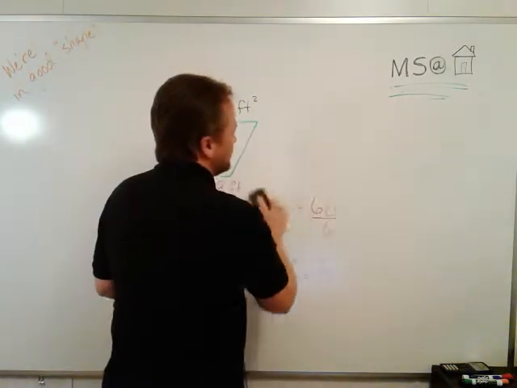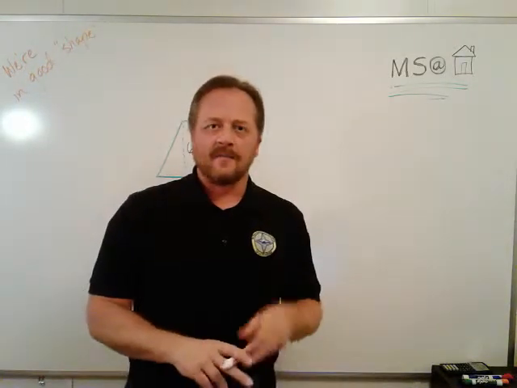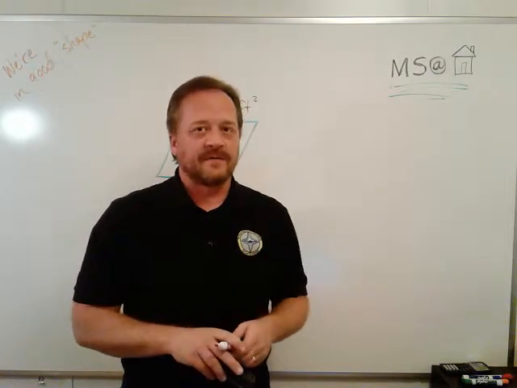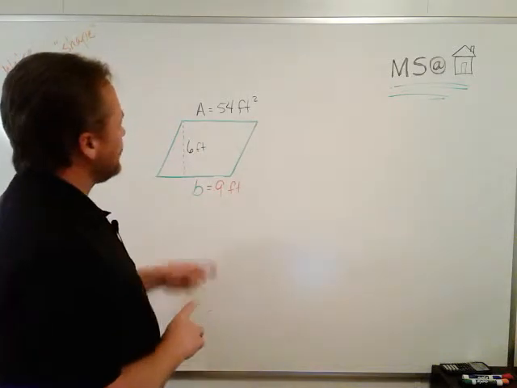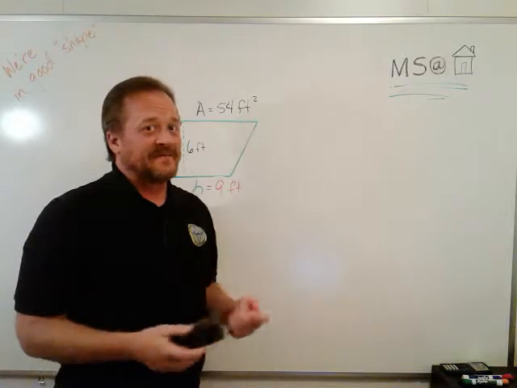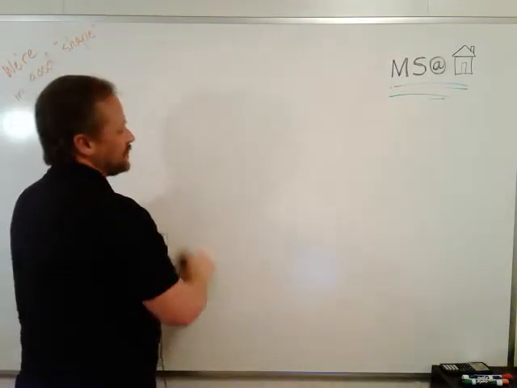But for now, I just want you to pay attention to what it is you know, what it is you're trying to find, plug in the values of the things you do know, and then solve for the things you don't. With me? Now, base times height is pretty easy. Parallelograms are friendly because there's really only a couple of steps you have to take with them. But what if I had a triangle?